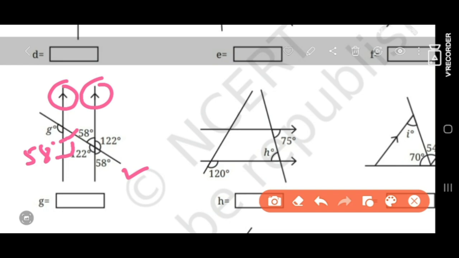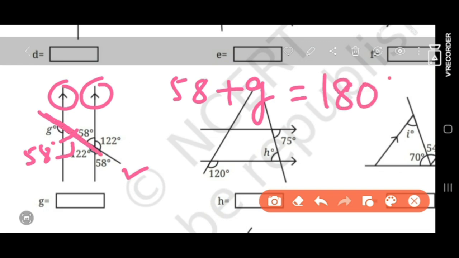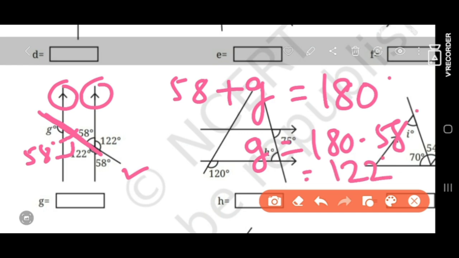Now 58 and angle G. Since both the angles are on the straight line, they are forming a linear pair. So the sum of these two angles will be 180 degrees. Now to find G, we will subtract this from 180 degree. The measure of angle G will be 122 degrees.